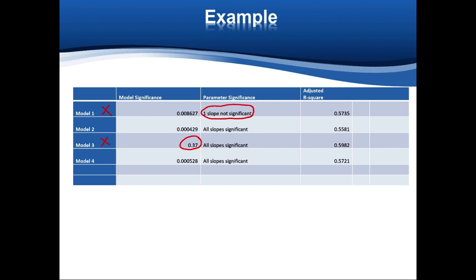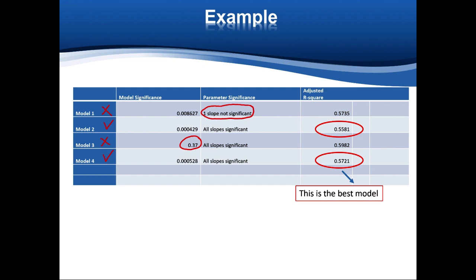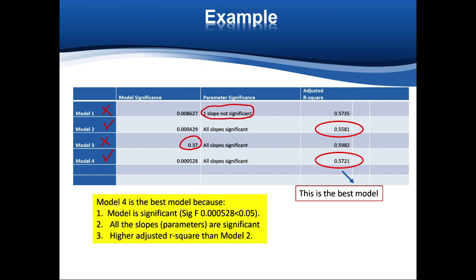Now we compare the adjusted R-square. Model 4's adjusted R-square is 0.5721, higher than 0.5581 of the Model 2. So, Model 4 is the best model among the 4 combinations. Model 4 is the best model because, 1, the model is significant, significant F 0.000528, smaller than 0.05. 2. All the SNPs parameters are significant and higher adjusted R-square than Model 2.